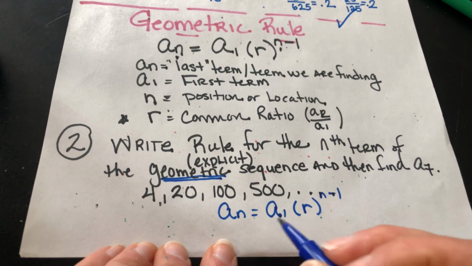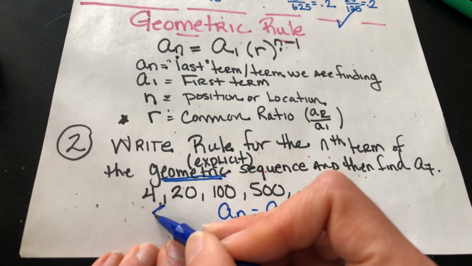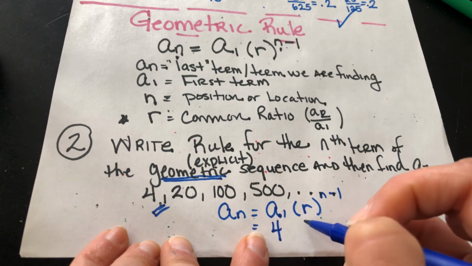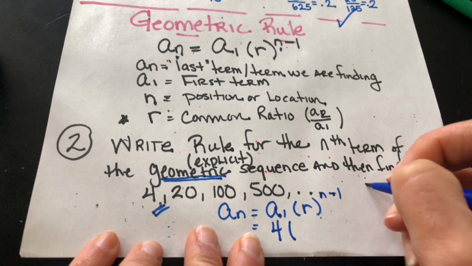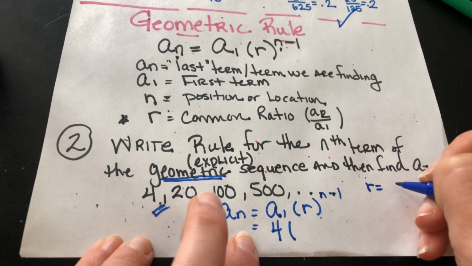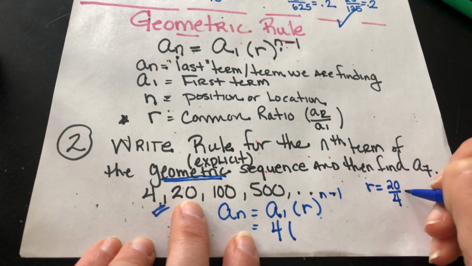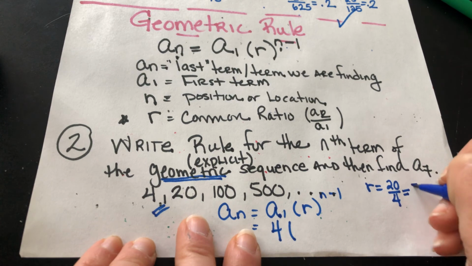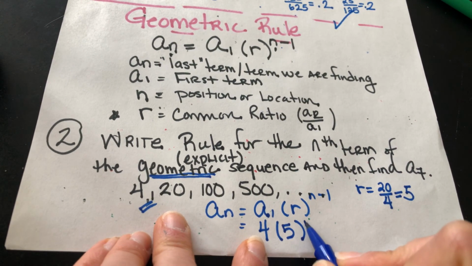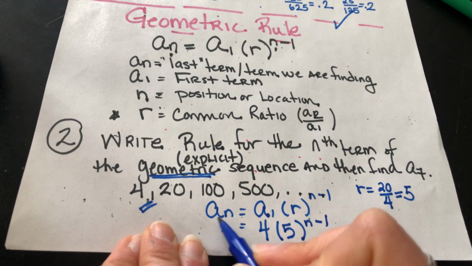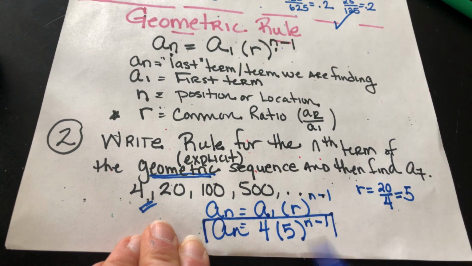It should be helpful. All you have to do is substitute A1, which is our first term, yay, of 4, now times the common ratio. So to find the r, I want you to take the second term and divide it by the first term, always. And 20 divided by 4, we all should know, is 5. So my ratio is 5, to the n minus 1. This is your explicit formula.